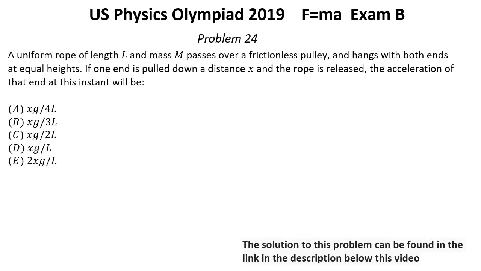Problem number 24. A uniform rope of length L and mass M passes over a frictionless pulley and hangs with both ends at equal heights. If one end is pulled down a distance x and the rope is released, the acceleration of that end at this instant will be the next one.